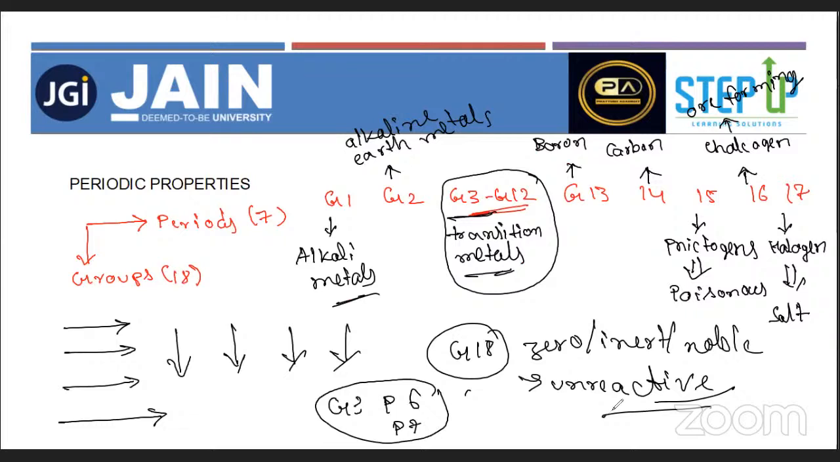This is basic when we are talking about the periodic table. So now we'll go to the periodic properties. We'll see one periodic property, and then we'll see the questions related to it.